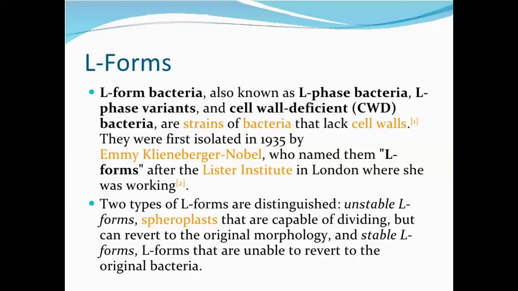Like what we have seen, a protoplast or spheroplast can get back to its structure, but L forms irreversibly lose the cell wall because of mutation, and they are called L forms because they were introduced after the Lister Institute in London.